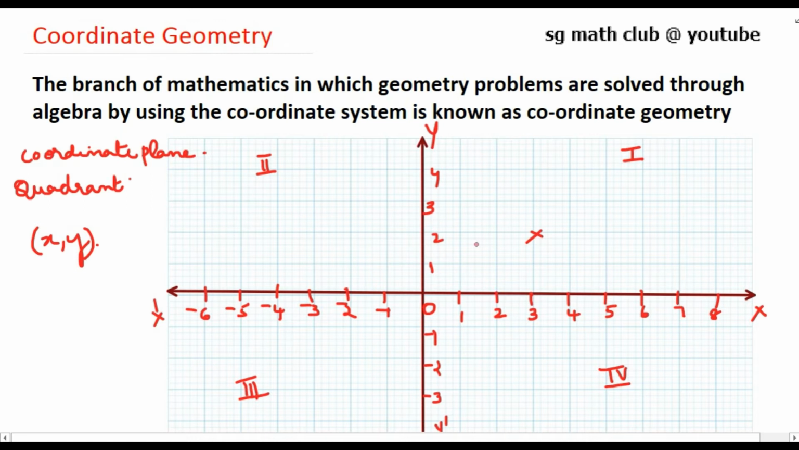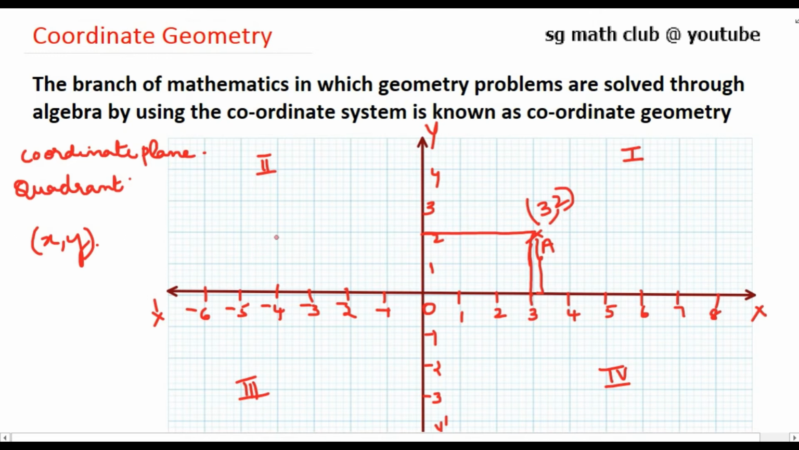So the distance of a point from the y-axis is the x coordinate. From here to this point it is 3 centimeters. And the distance of a point from the x-axis is the y coordinate, which is 2. So the distance from this point to the x-axis is 2 centimeters. So this point is named (3, 2).